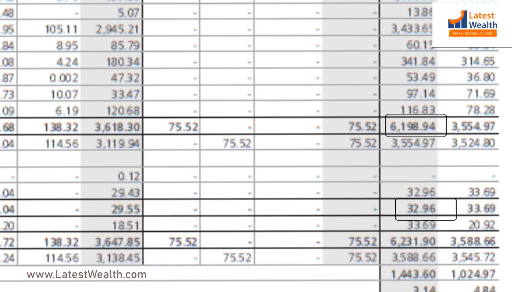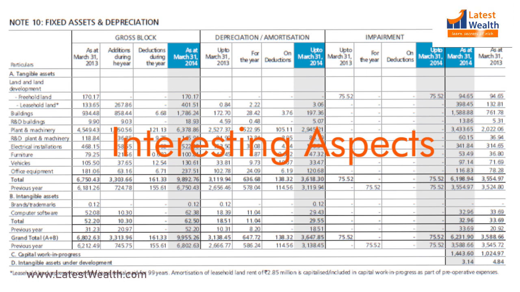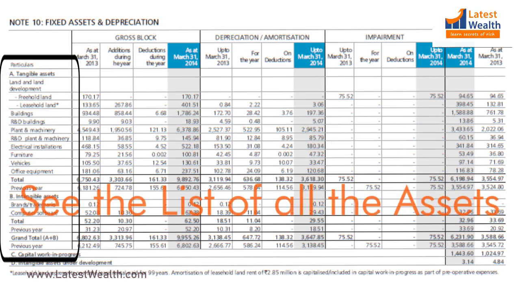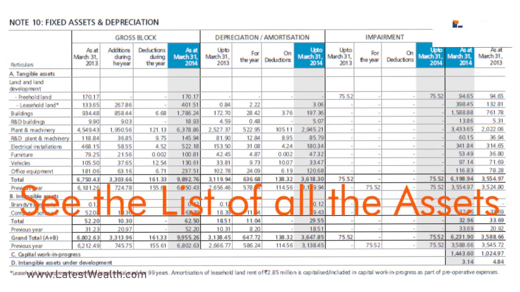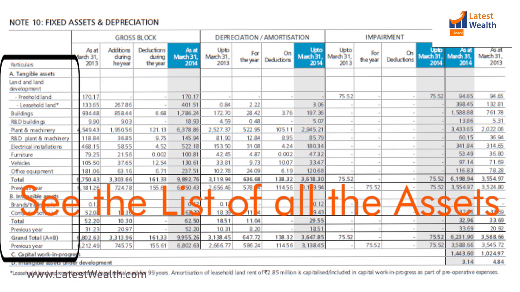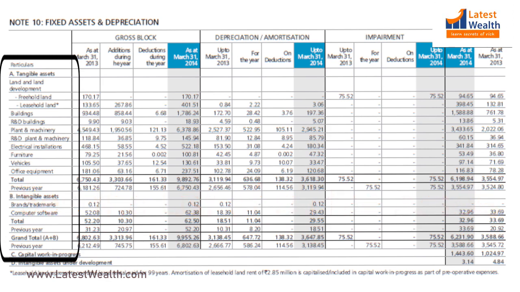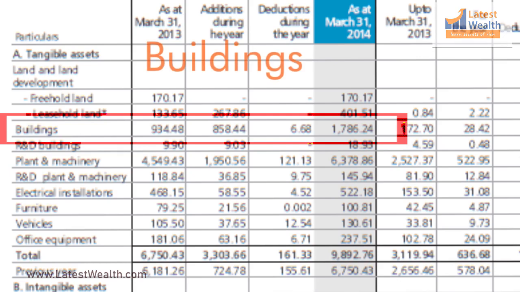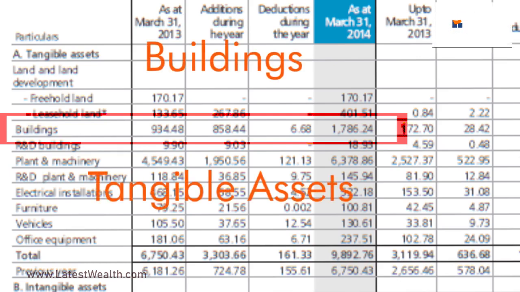Now, let's go into a little more detail on this note. Notice under tangible assets, you can see the list of all assets the company owns. For example, the company has listed buildings as one of its tangible assets.